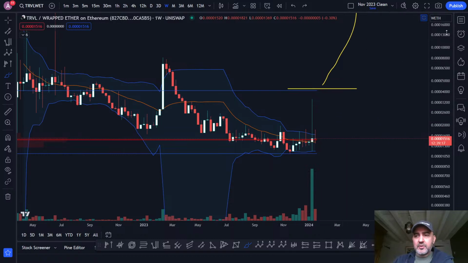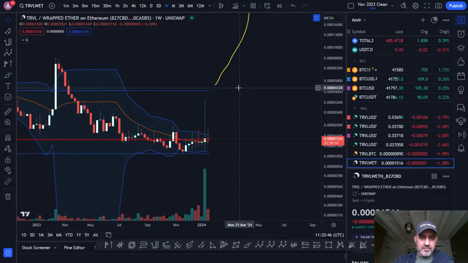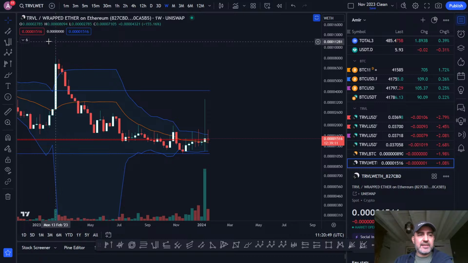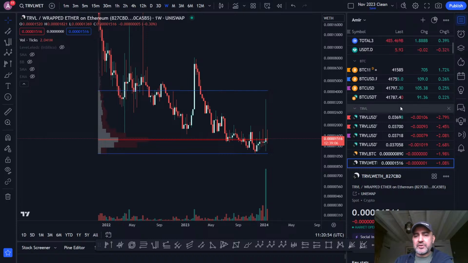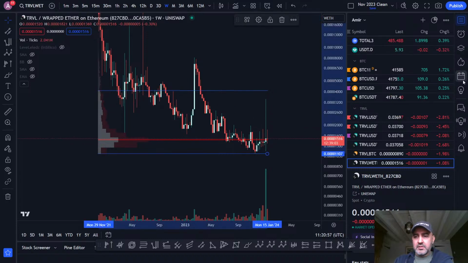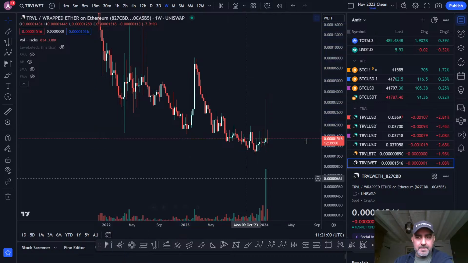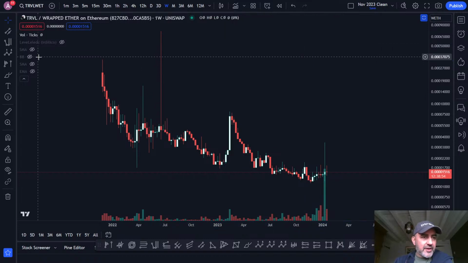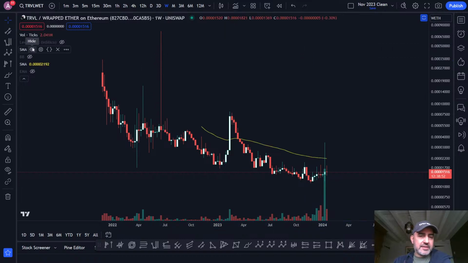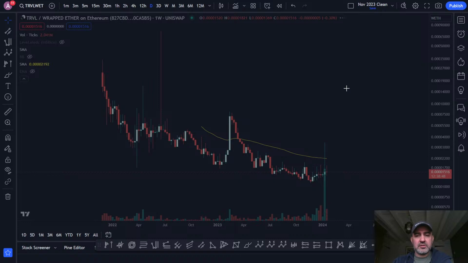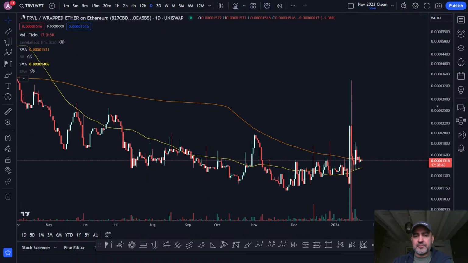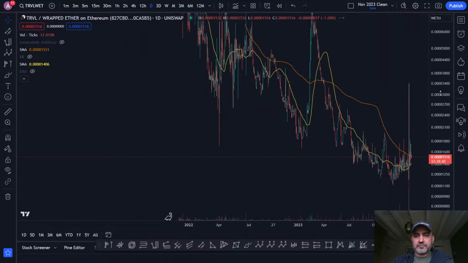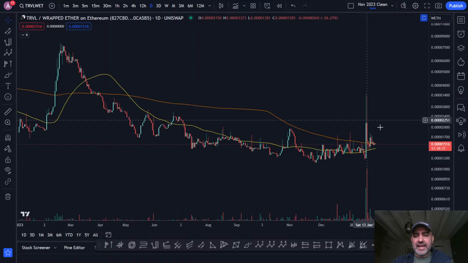The other thing that I was noticing, and I think this is really bullish potentially, and let me show you quickly. Let me hide this. If I pull up my moving averages, the 50 and the 200, and go to the daily chart, this is TRVL versus ETH.